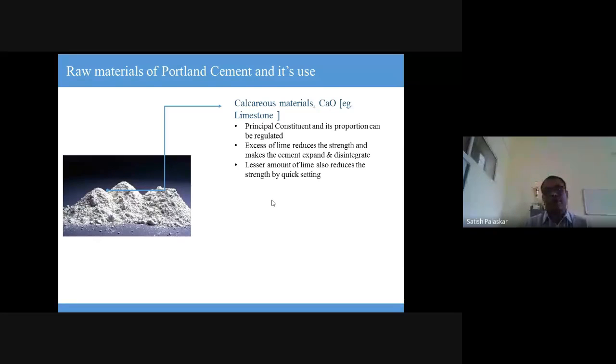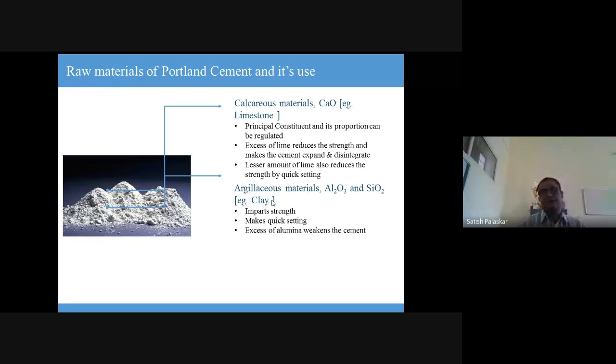Now see here, the raw material of cement: calcareous material, CaCO3, that is limestone, which is a principal constituent, and its properties can be regulated. Each constituent of the cement has its proportion. If it is increased, properties will be hampered. If it is decreased, again properties will be hampered. If lime is in excess, it reduces the strength and makes the cement expand and disintegrate. But if the lime is in lesser amount, it also reduces the strength by quick setting of the cement.